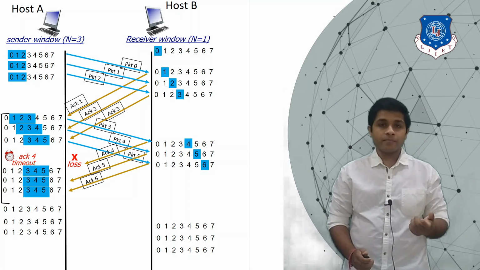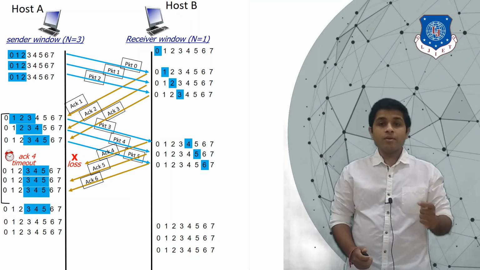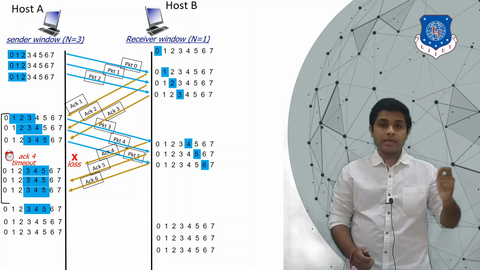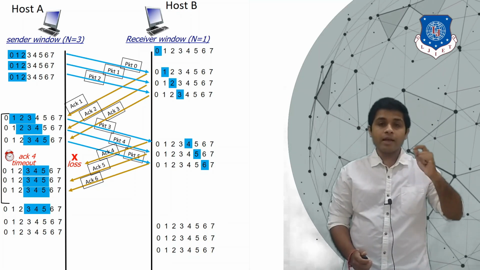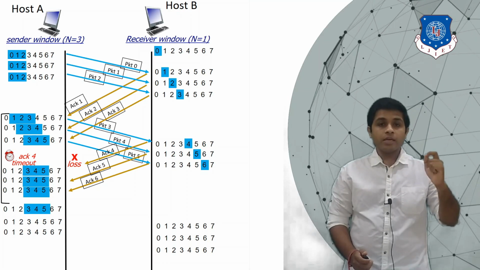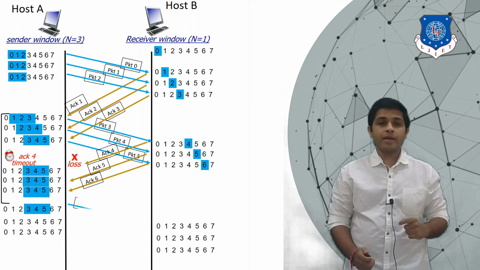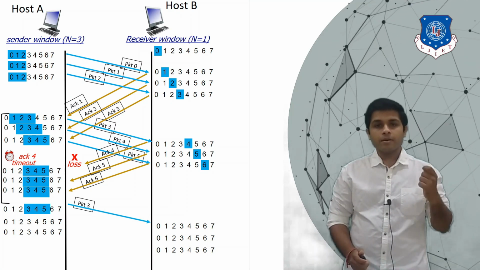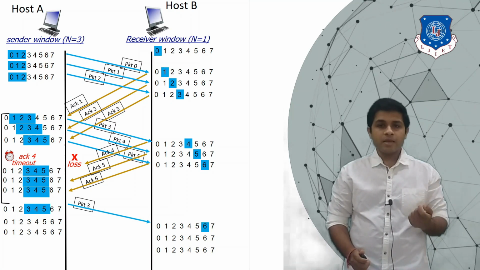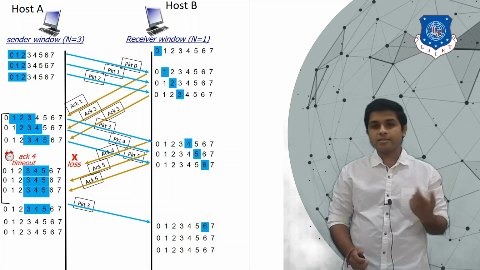The packet 5. So A will move 3 steps back. It means 5, 4 and 3. And from 3 it will send all the packets again. So A will send packet 3 again. B will receive packet 3, but it is expecting packet 6.